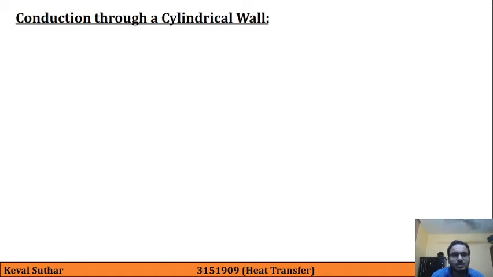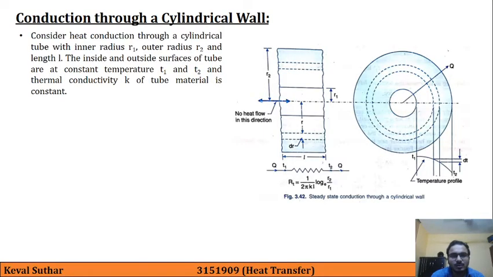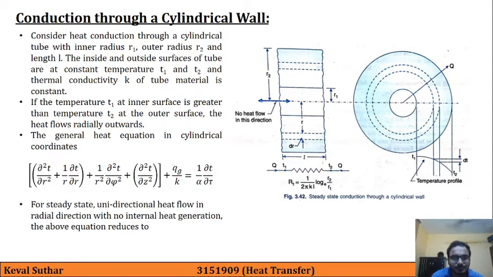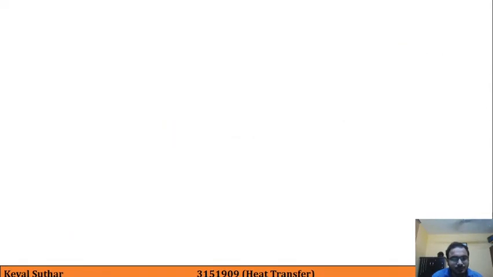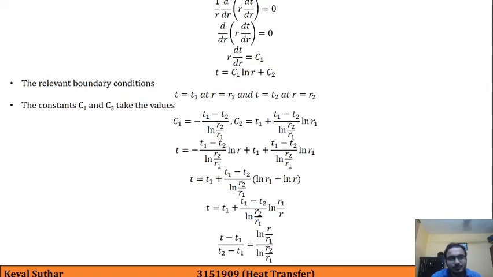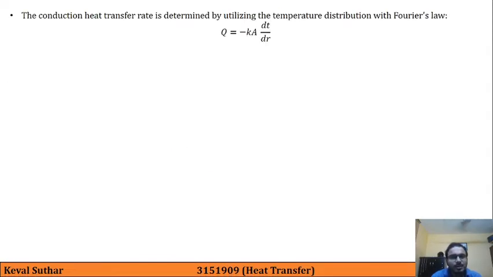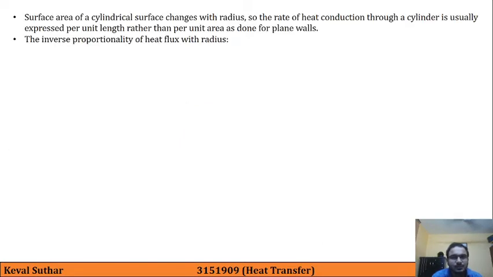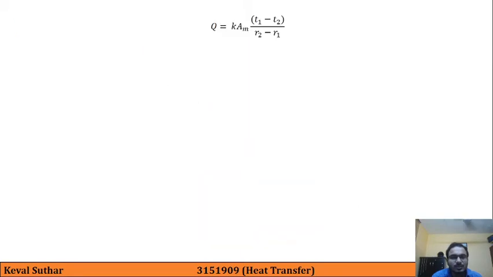Then the next topic was conduction through a cylindrical wall, in which we started with general heat conduction equation in cylindrical coordinates. And we obtained the temperature profile in this way. Based on that, we calculated the conduction heat transfer rate with the help of Fourier's law. We also defined thermal resistance in this case, and we also discussed a few other important points like logarithmic mean area and logarithmic mean radius.